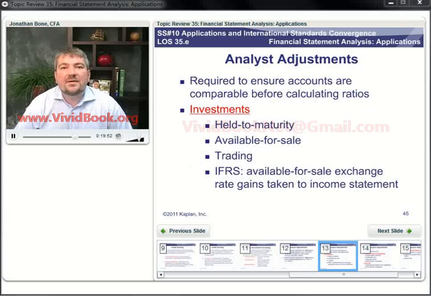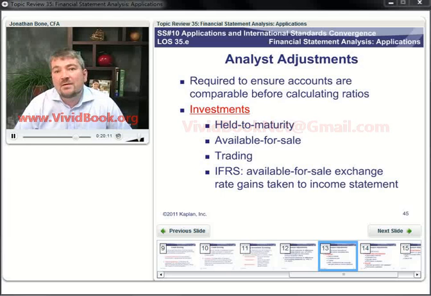So let's have a look at a few adjustments that the analyst would need to make. Now, of course, we know with investments there are three potential classifications for our passively held investments. Held to maturity, that applies to debt, which means we're going to see amortized cost in our balance sheet and no recognition of fair value changes.